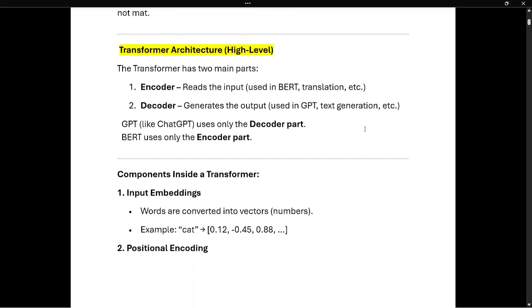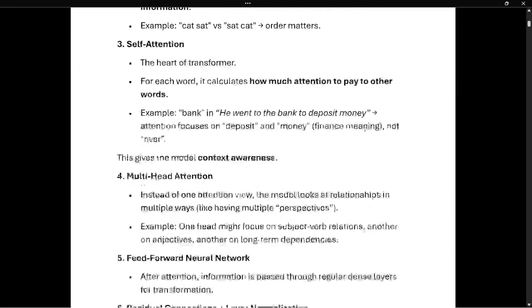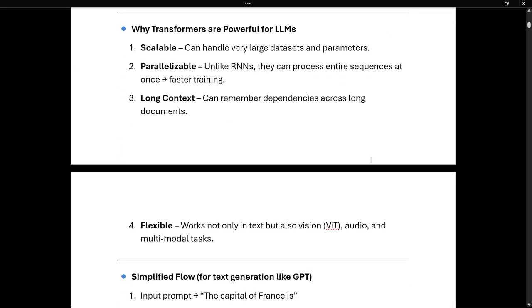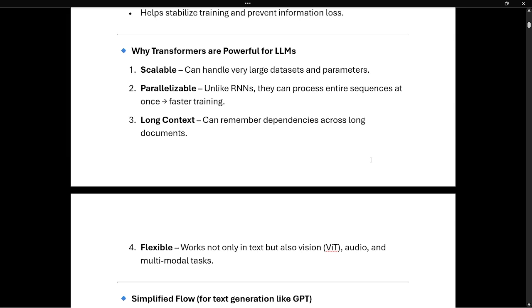So now coming to the next part: why are transformers powerful for LLMs? Why were the earlier deep neural networks not as powerful as LLMs? First, scalable, so it can handle very large data sets and parameters. In an LLM we have millions and billions of parameters. So scalability is one of the things which makes the LLM more powerful.